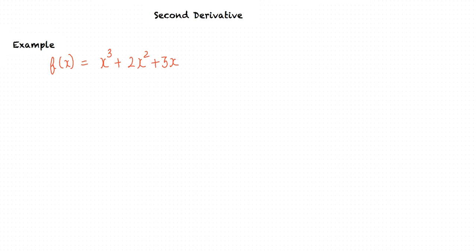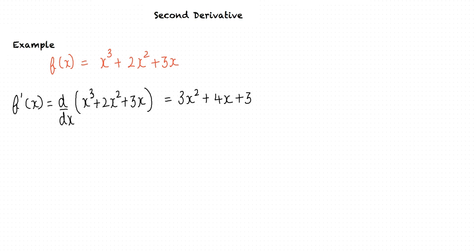In simple words, we take the derivative of the function twice. We first calculate the first derivative of the function and further proceed to differentiate the first derivative to obtain the second derivative. Let us begin by determining the first derivative. The first derivative, denoted by f dash of x, can be obtained by differentiating the function with respect to x. Thus, f dash of x equals d by dx of x cubed plus 2x square plus 3x, which equals 3x square plus 4x plus 3.